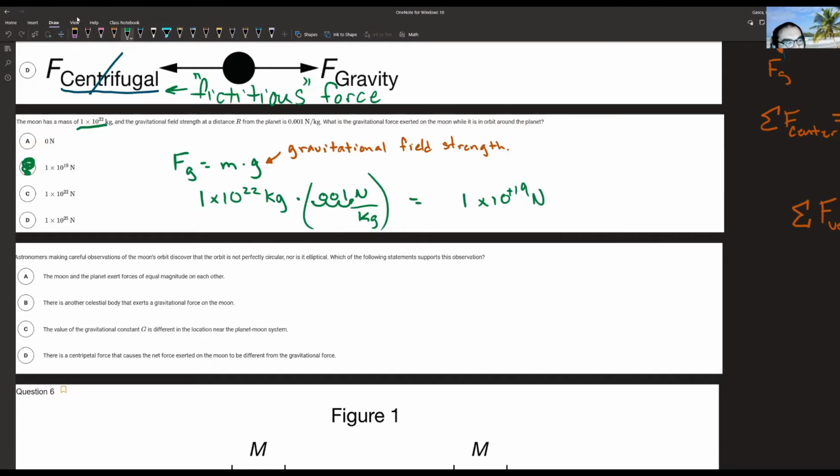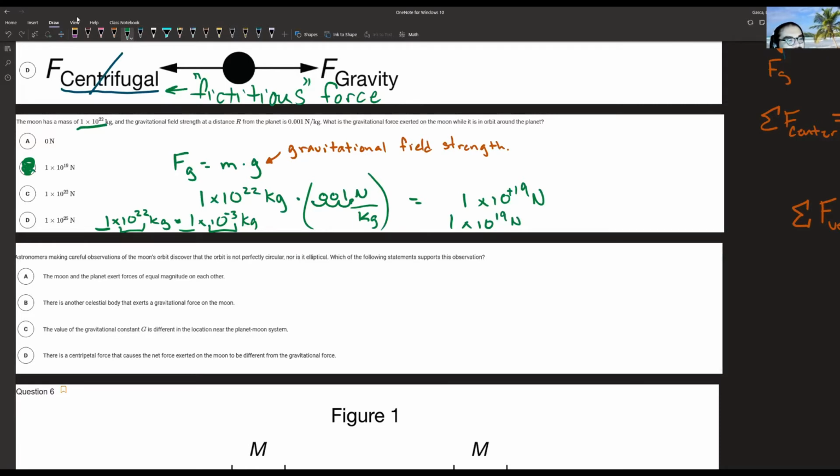There's another way you could do it scientifically. This becomes 1 times 10 to the 22 kilograms times 1 times 10 to the negative 3 kilograms. And when you multiply the first parts, which comes out to 1, and then you add the exponents, that becomes times 10 to the 19 newtons.